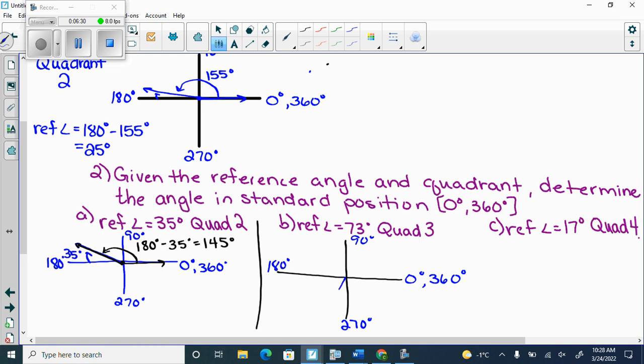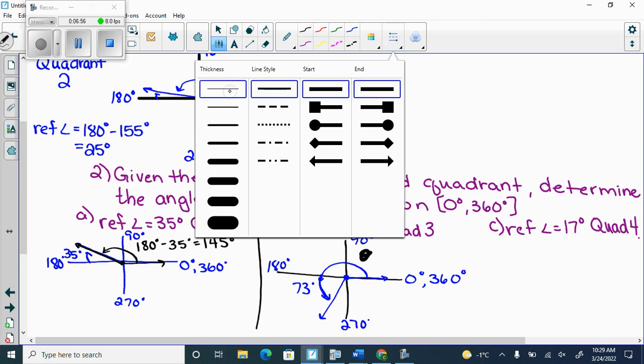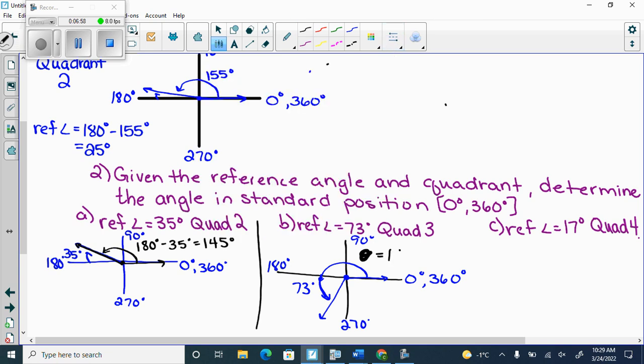Now we need it from the x-axis. So 73 from the x-axis is approximately like that. It's the bow tie angle, remember? If I drew it up, I would have the bottom left of a bow tie. I need my initial. I need to rotate from 0, so it goes the whole way. How do I figure it out? Theta equals 180 plus 73, which is 253.